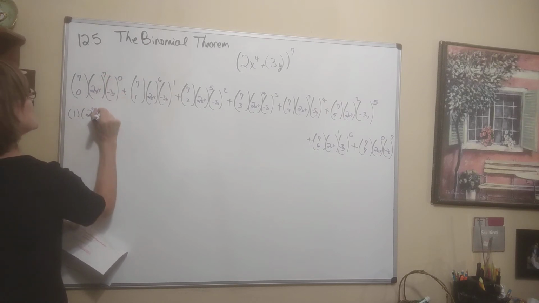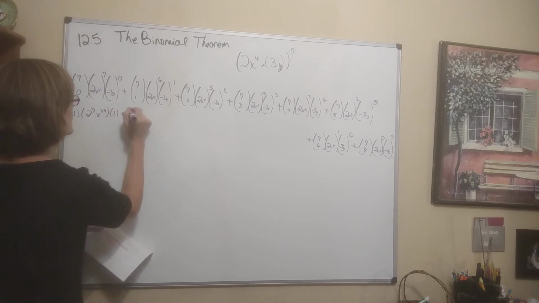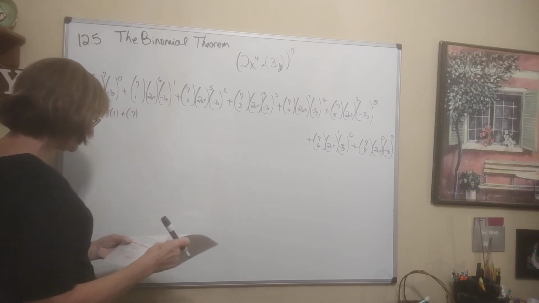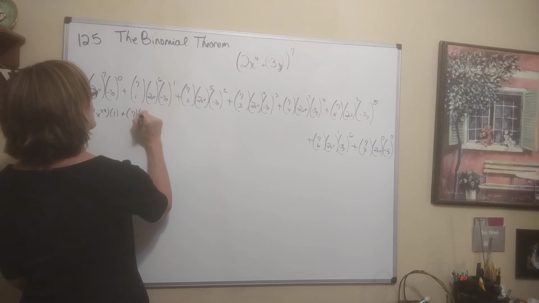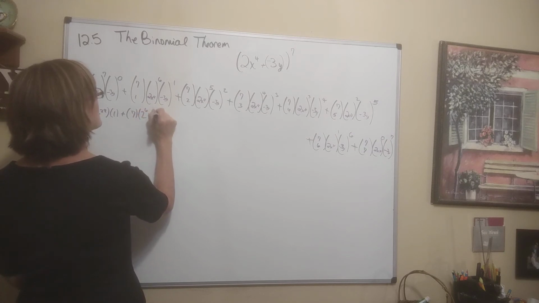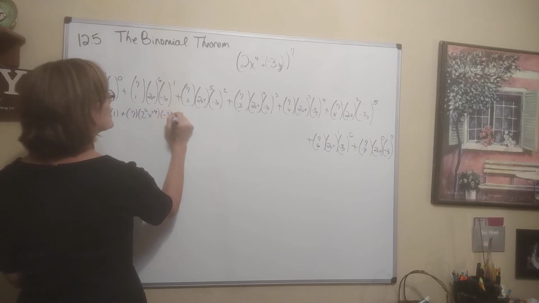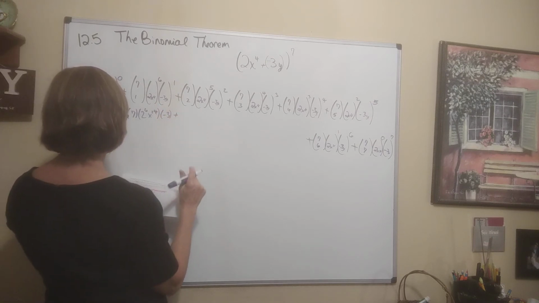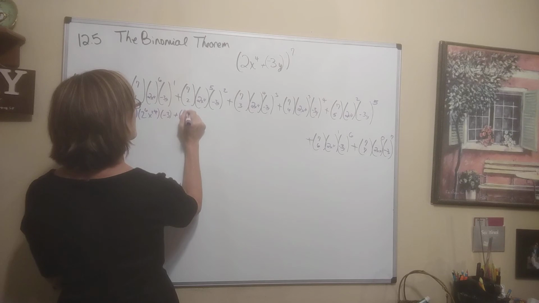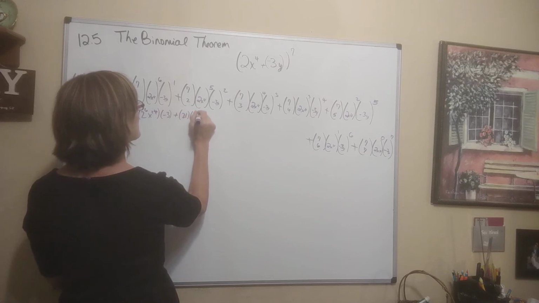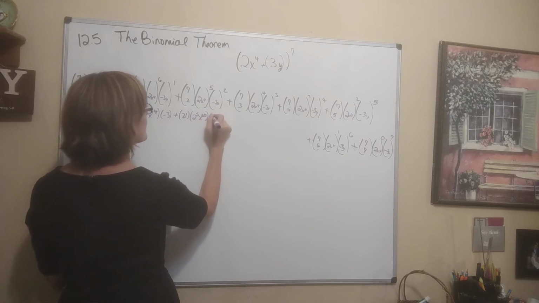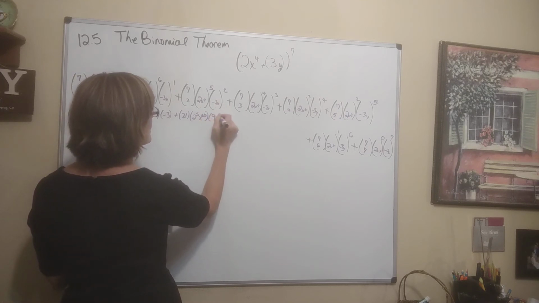4 times 7 is going to be x to the 28th, and this is a 1. 7 choose 1 is going to be a 7, times 2 to the 6th, x to the 24, times negative 3. 7 choose 2 is 21. This is going to be 2 to the 5th, x to the 20th, negative 3 squared is going to be 9y squared.